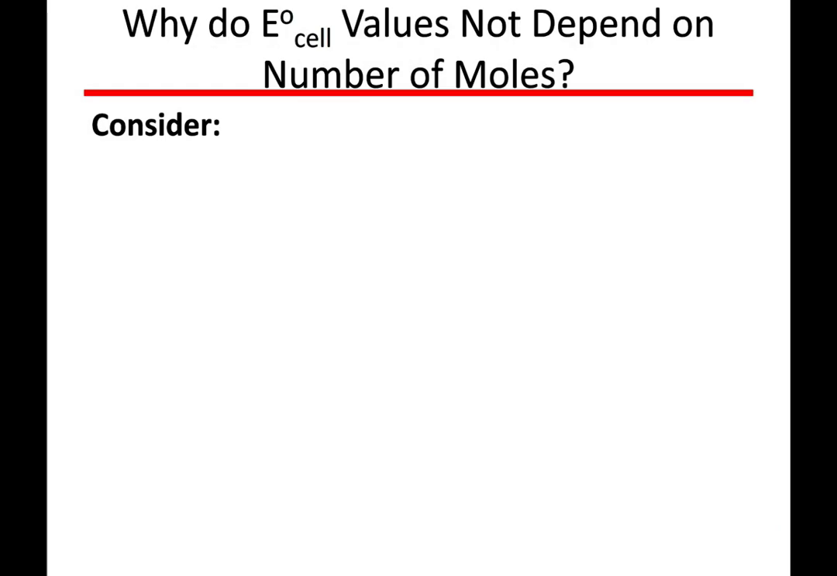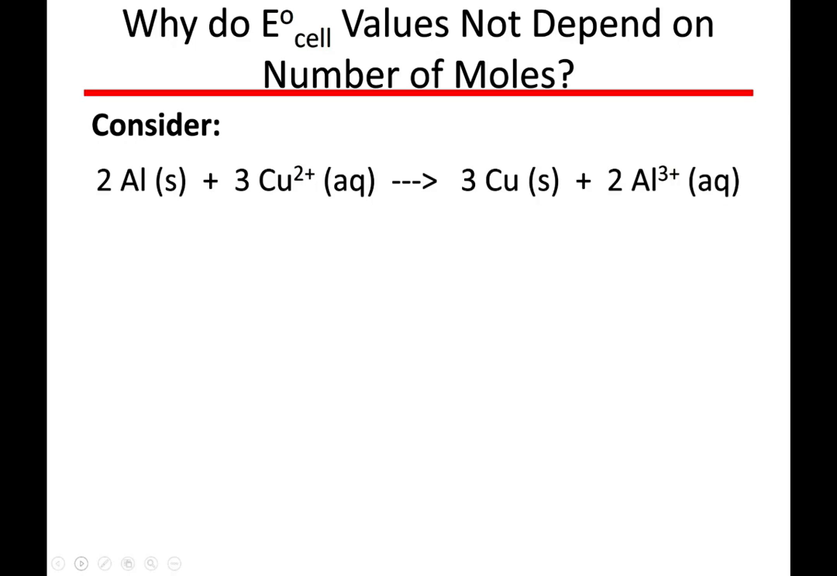Now let's talk about why the standard cell potentials do not depend on the number of moles, or they don't scale with the size of the system, or why they are an intrinsic property of the reaction that you're describing. We'll first start by considering the reaction that we've just been discussing over the course of this entire problem, right? 2Al solid plus 3Cu2+ goes to 3Cu solid plus 2Al3+. And we found that the standard value of delta G for this reaction was negative 1158 kilojoules. We also found that the standard full cell potential was 2 volts.